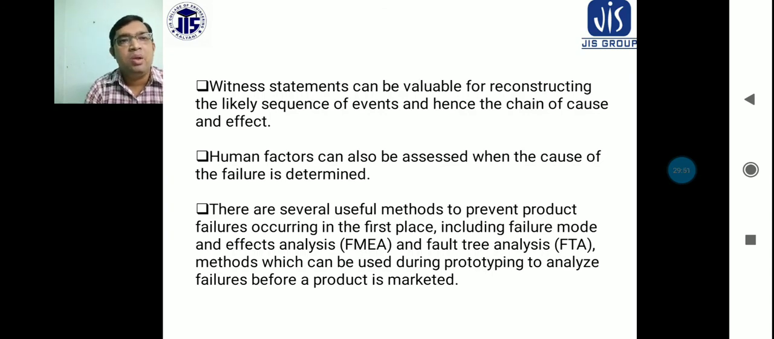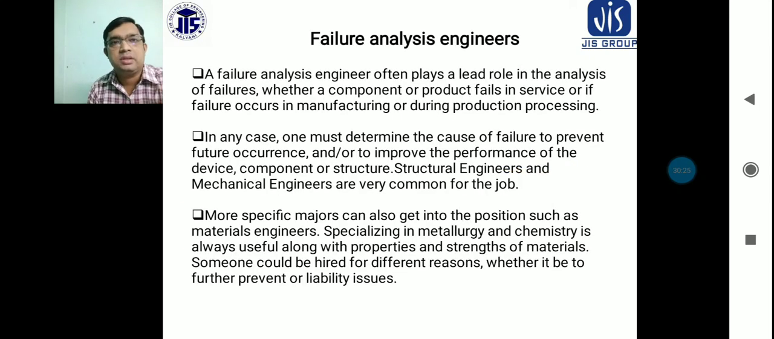Witness statements can be valuable for reconstructing the likely sequence of events and hence the chain of causes and effects. Human factors can also be assessed when the causes of the failures are determined. There are several useful methods to prevent product failures in the first place, including failure modes and effects analysis, or FMEA, and fault tree analysis, which can be used during the prototype stage to analyze failure before a product is marketed. And failure analysis engineers often play a lead role in the analysis of failures.